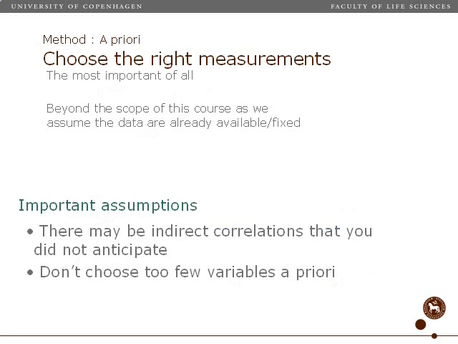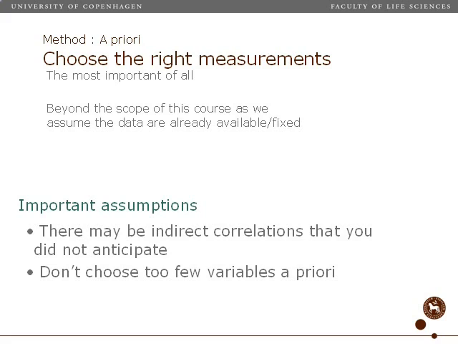Let's look at the first type of variable selection method that we have. That's a simple one. It is choosing the right measurements, but that's actually the most important way to select variables. It's really beyond the scope of this course, so we're not going to discuss this in detail. But naturally it is important to choose measurements that are relevant for your problem.